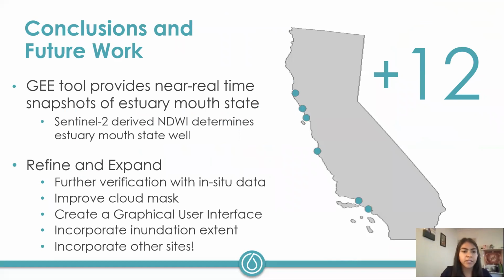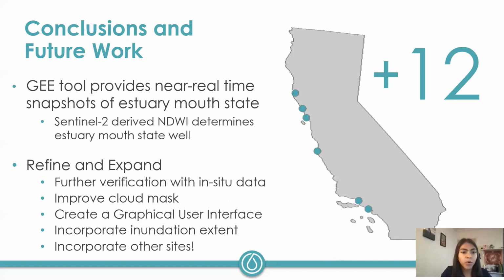So to conclude and chat a little bit about our future work, we see that this tool provides near real-time snapshots of estuary mouth state. Because the platform is really frequently updated, you're able to access images really soon, just a couple days after they're collected. And we see that Sentinel-2 specifically works really well for deriving NDWI and for coming up with this land-water binary, and then determining the estuary mouth state from that.